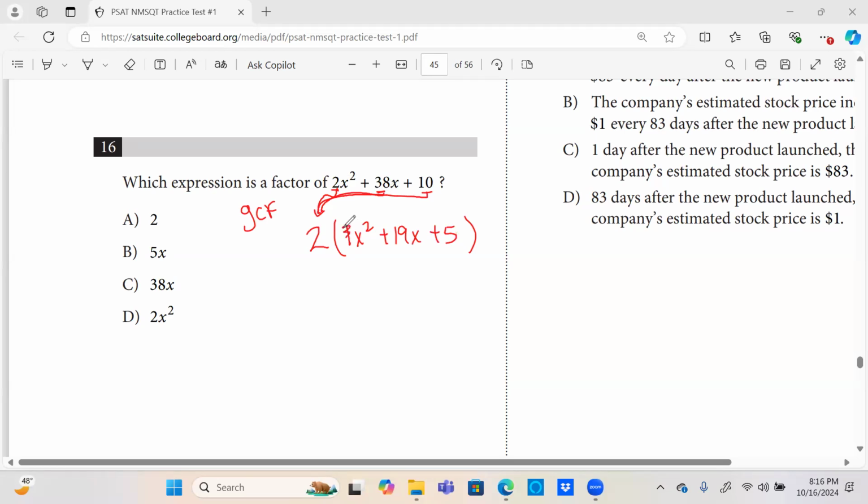And yes, we usually don't put the 1. So this is a factor. And this is a factor. So 2 is the one that's listed. And that was pulling out the greatest common factor. And since all these were even, I knew I could get out a 2.